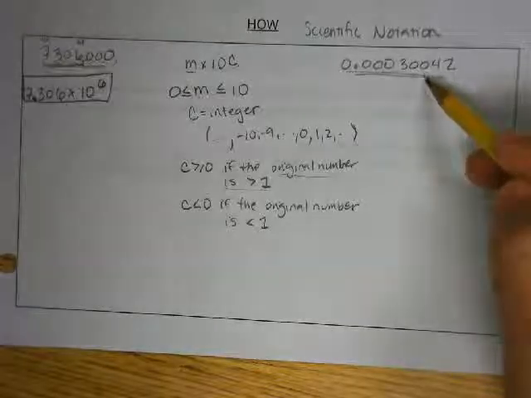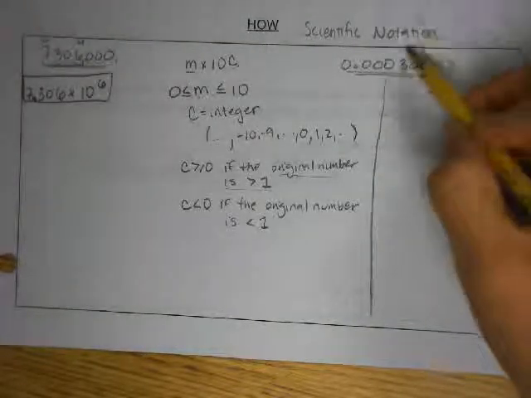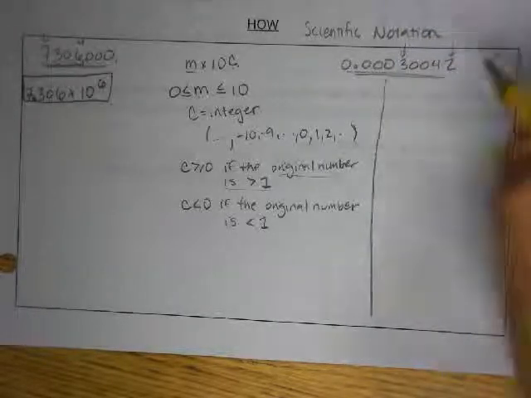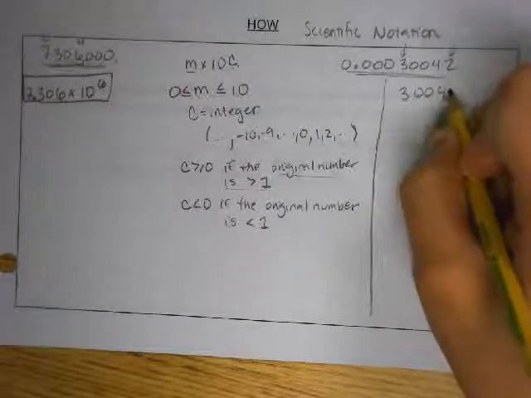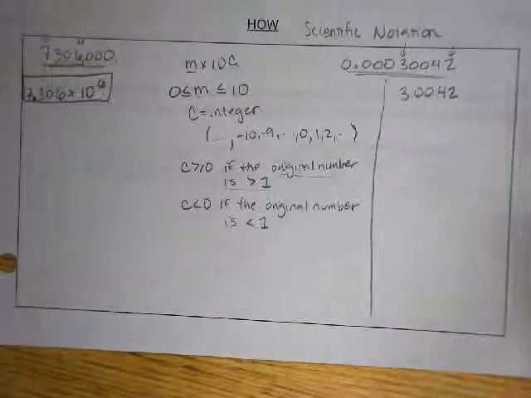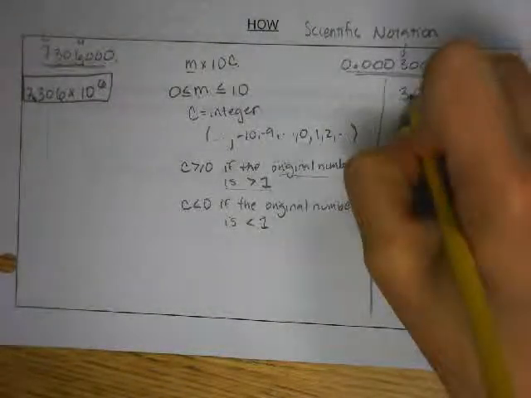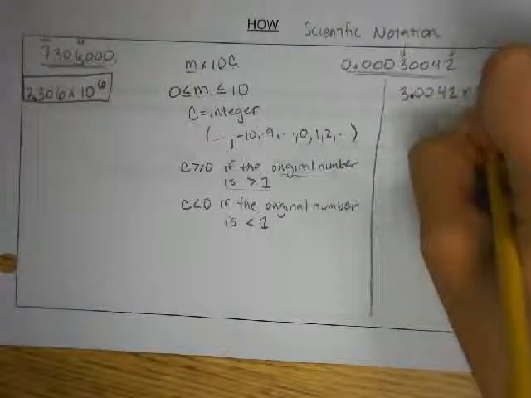For this example, the first steps are exactly the same. You find the first non-zero number, and you find the last non-zero number, and you write everything down in between. So 30042. I'm going to put the decimal after the first non-zero number, so that would be my 3. And I'm going to do times 10.